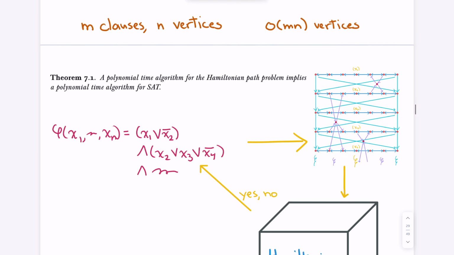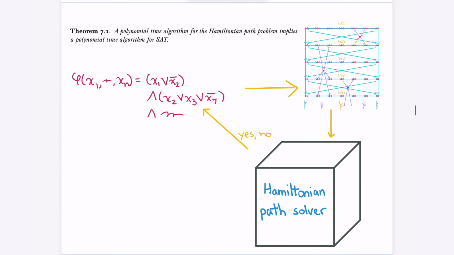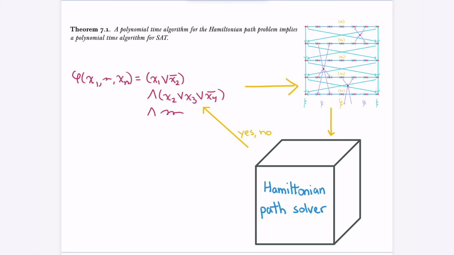So that's how you can show the Hamiltonian path is just as hard as SAT. But it's incredibly clever, right? And it makes you realize, oh, I could play lots of games with graphs, and graphs are quite expressive too. It's just like a foreign language. It's not as natural as Boolean algebra, but it's still a language.